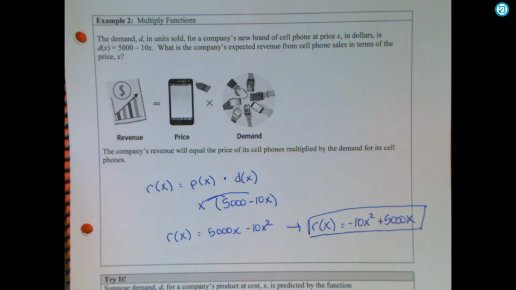So P of x, the price, is just x. And then demand in the story problem, they told us is 5,000 minus 10x. From there, you're just distributing the x, giving us 5,000x minus 10x squared. You want to make sure we're in standard form though. We've gone over that before; you learned it in Algebra 1 even. So the x squared comes out front, 5,000x on the end. They didn't ask for domain on this one, but if they did, there's no square roots and no fractions, so the domain would be all real numbers.